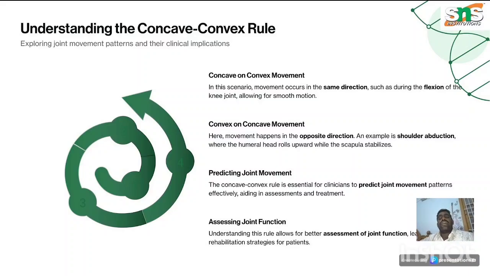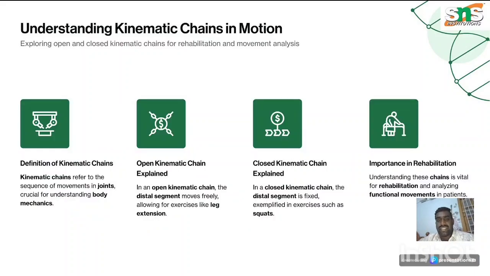The concave-convex rule is essential for clinicians to predict joint movement patterns. What is the effect of this prediction? It tells us whether the joint moves in its directions or not. It is useful in biomechanics to understand the pathology of the joint, which helps to treat patients with various exercise methods.